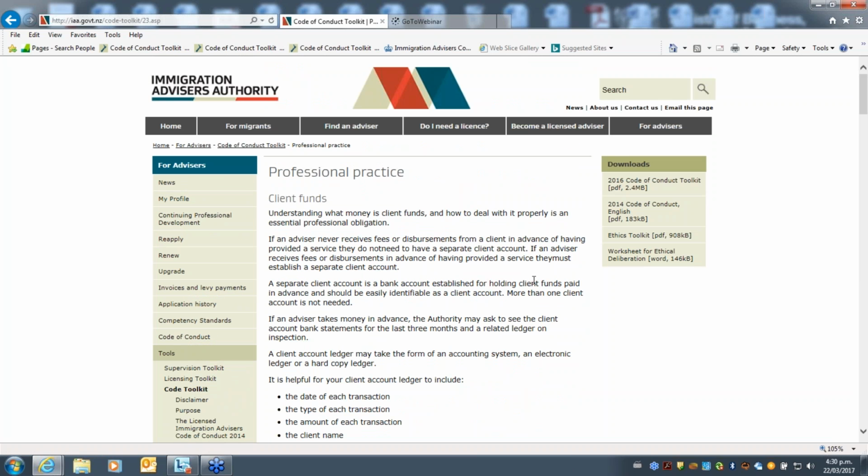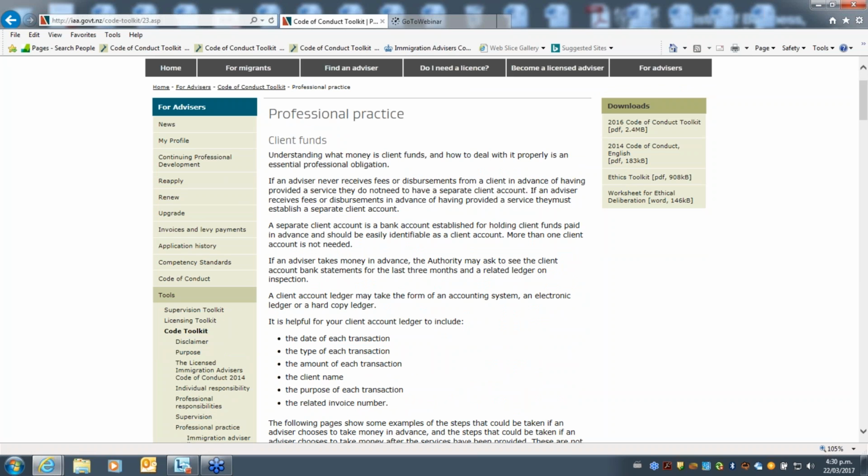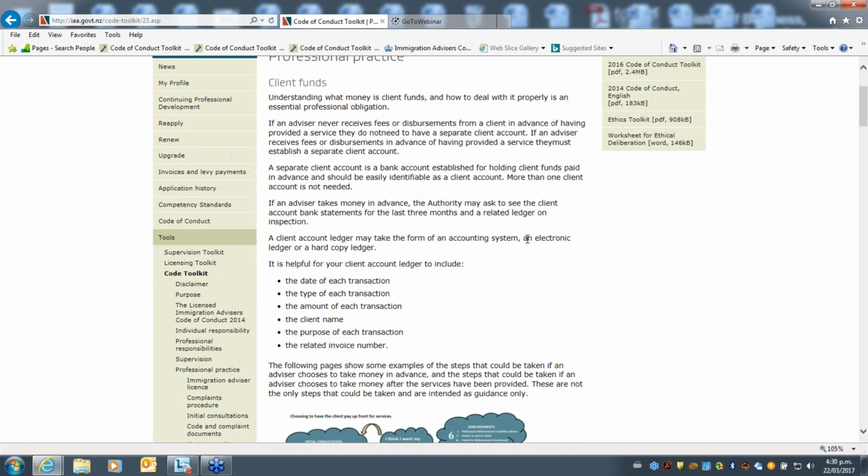Client funds. It's really important that you understand these obligations around client funds. Client funds are not your money, they're the client's money. That is money that you receive or take before you deliver the service for which that payment is for. So you are required to have a separate client account if you are taking money in advance of delivering that service.